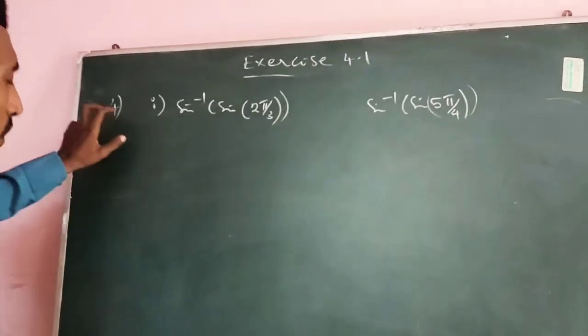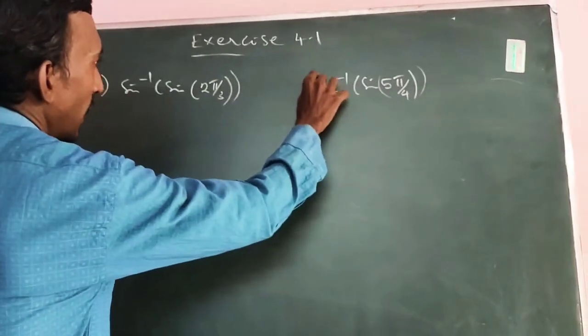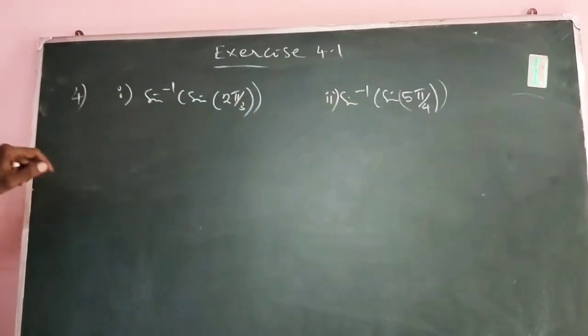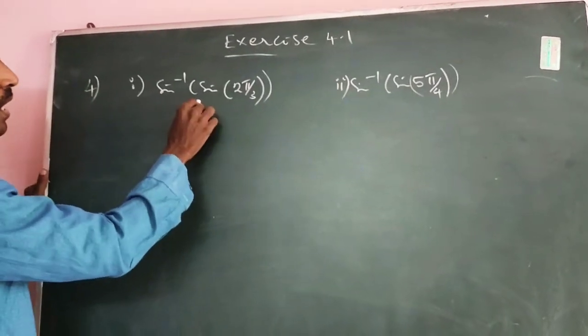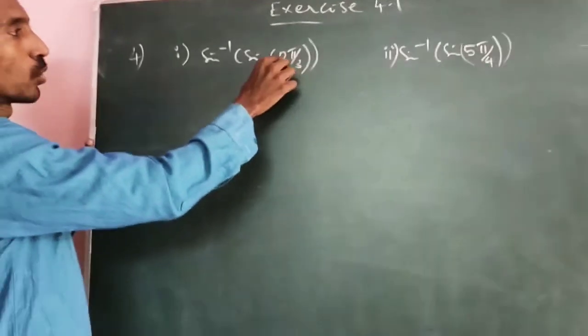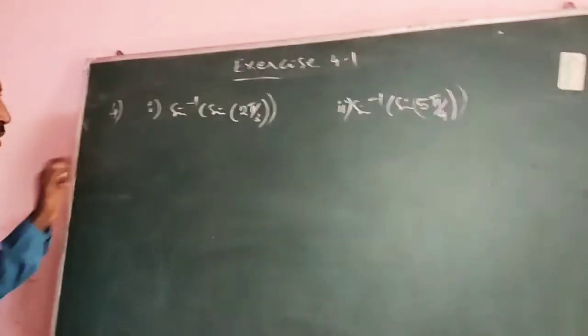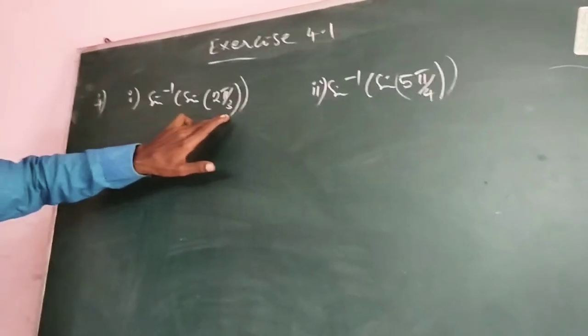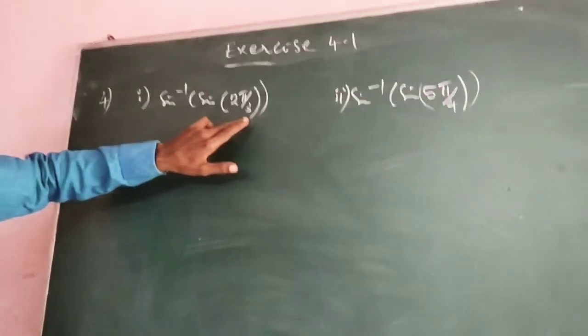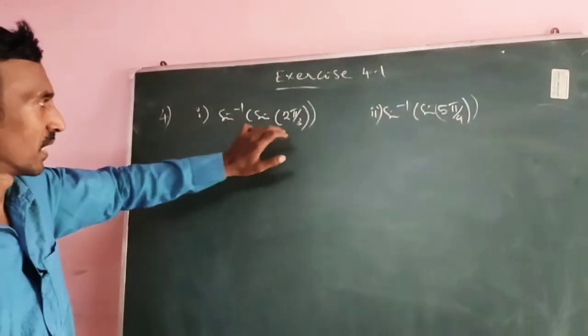Now find the value of these two. That is question number 4 in exercise 4.1. There are two subdivisions. Our aim is to find sine inverse of sin 2 pi by 3, which means 2 into 60, 120 degrees. The sine inverse exists only in the principal domain minus pi by 2 to pi by 2. So we have to make it in that form.